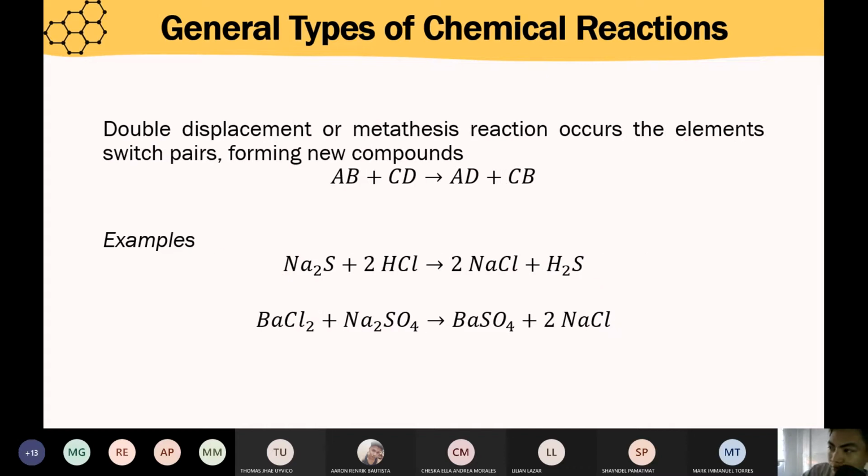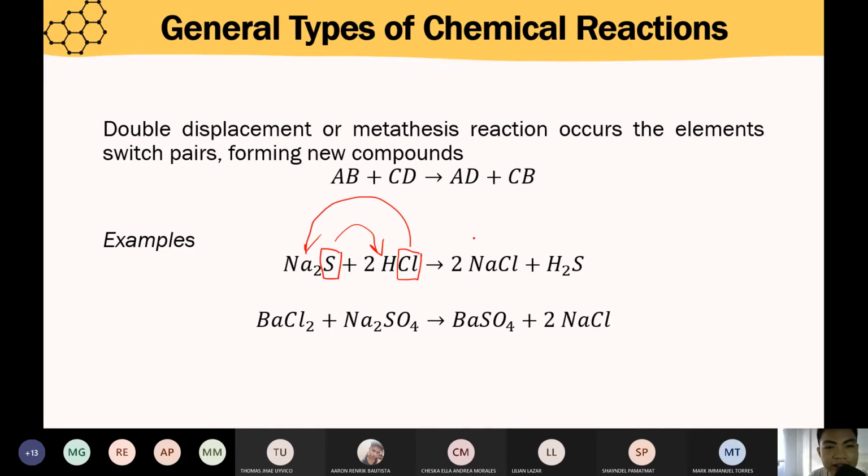Okay. And then, of course, we have the last one. The double displacement method wherein your cation and your anion completely switch their partners. Okay. For example, the sulfide, its original partner is sodium, but now it is hydrogen. They form hydrogen sulfide. Cl does the same as well. So, yung hydronium yung kasama niya before, but now it is sodium. Okay?